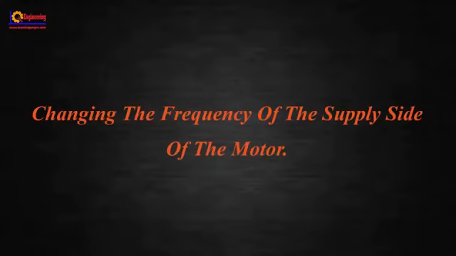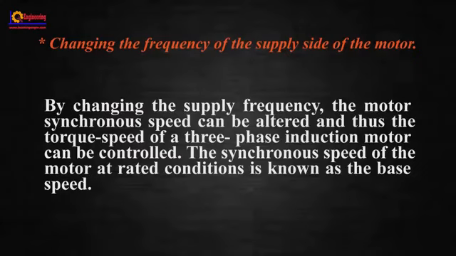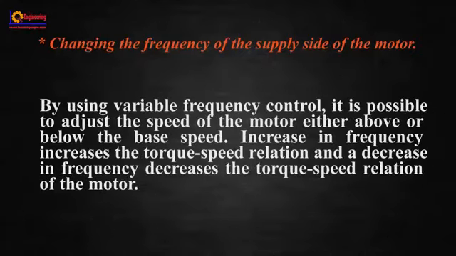Changing the frequency of the supply side of the motor. By changing the supply frequency, the motor synchronous speed can be altered and thus the torque speed of a three-phase induction motor can be controlled. The synchronous speed of the motor at rated condition is known as the base speed. By using variable frequency control, it is possible to adjust the speed of the motor either above or below the base speed. Increase in frequency increases the torque speed relation, and a decrease in frequency decreases the torque speed relation of the motor.